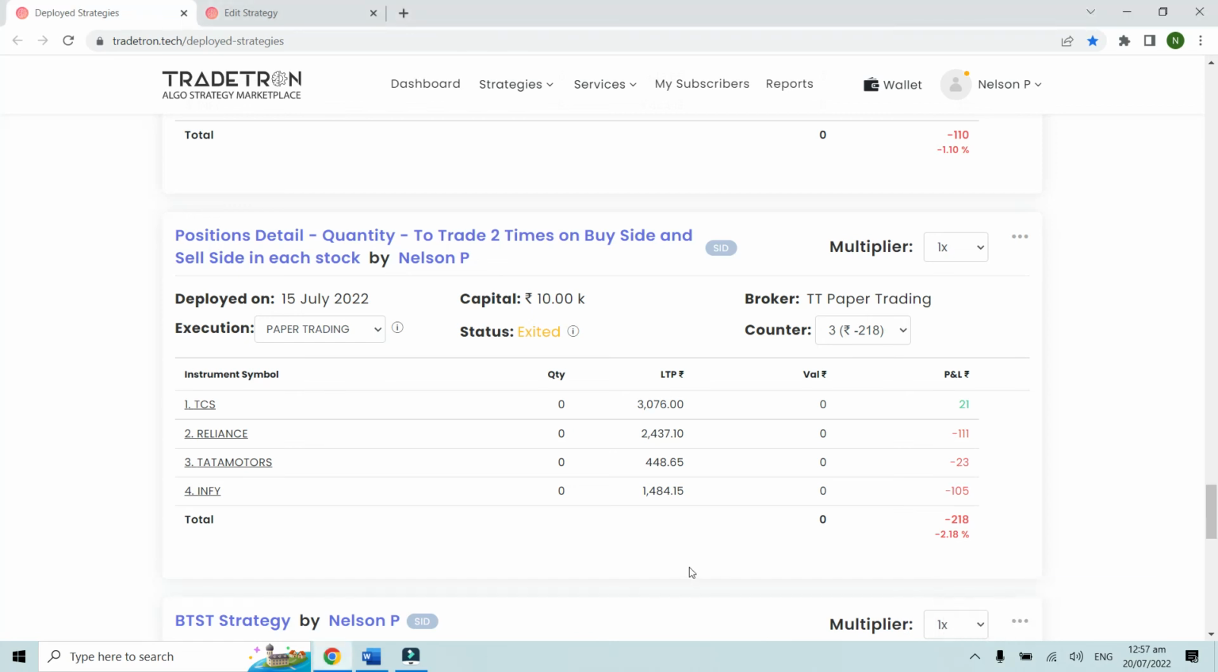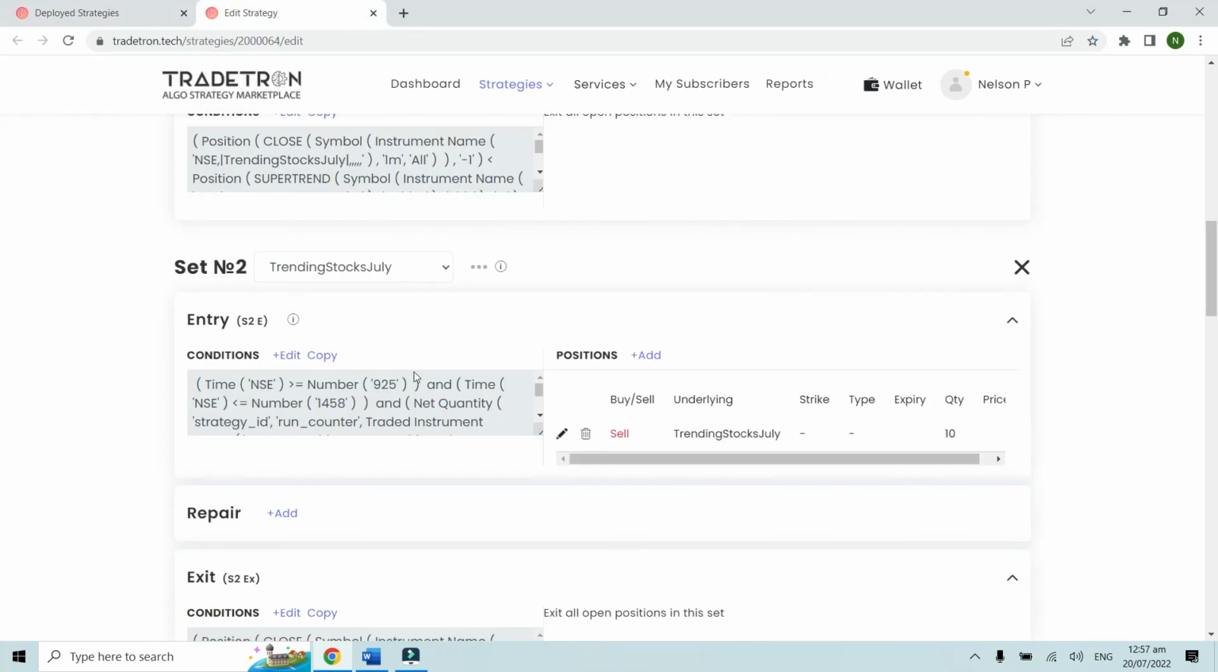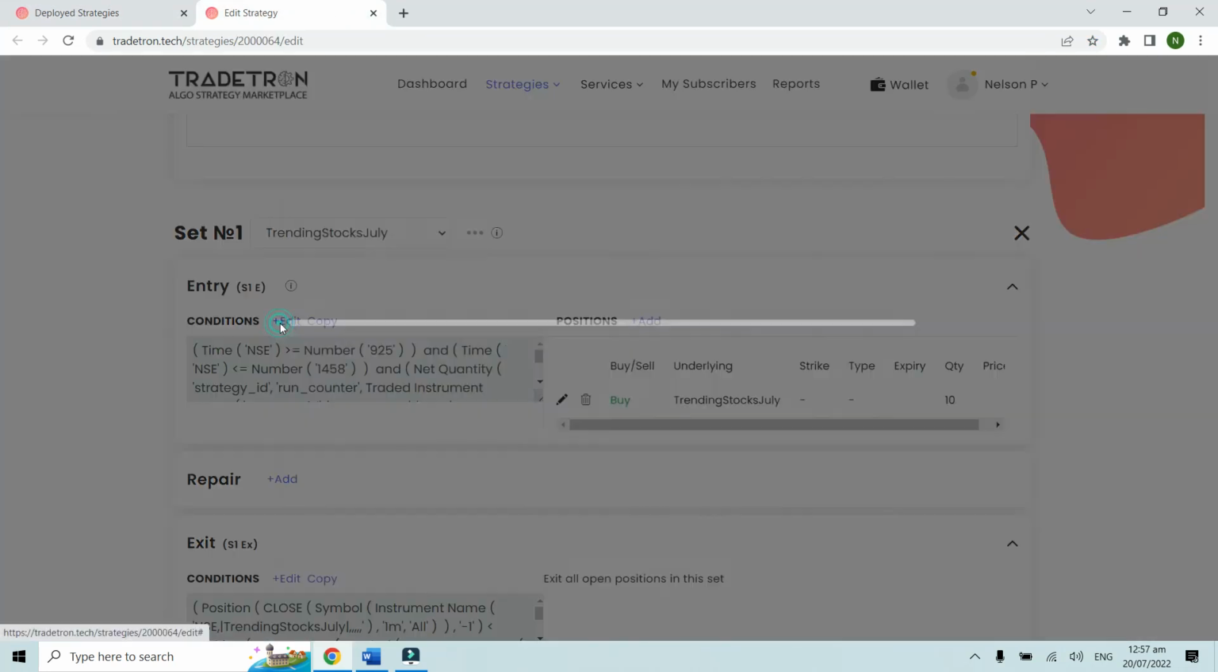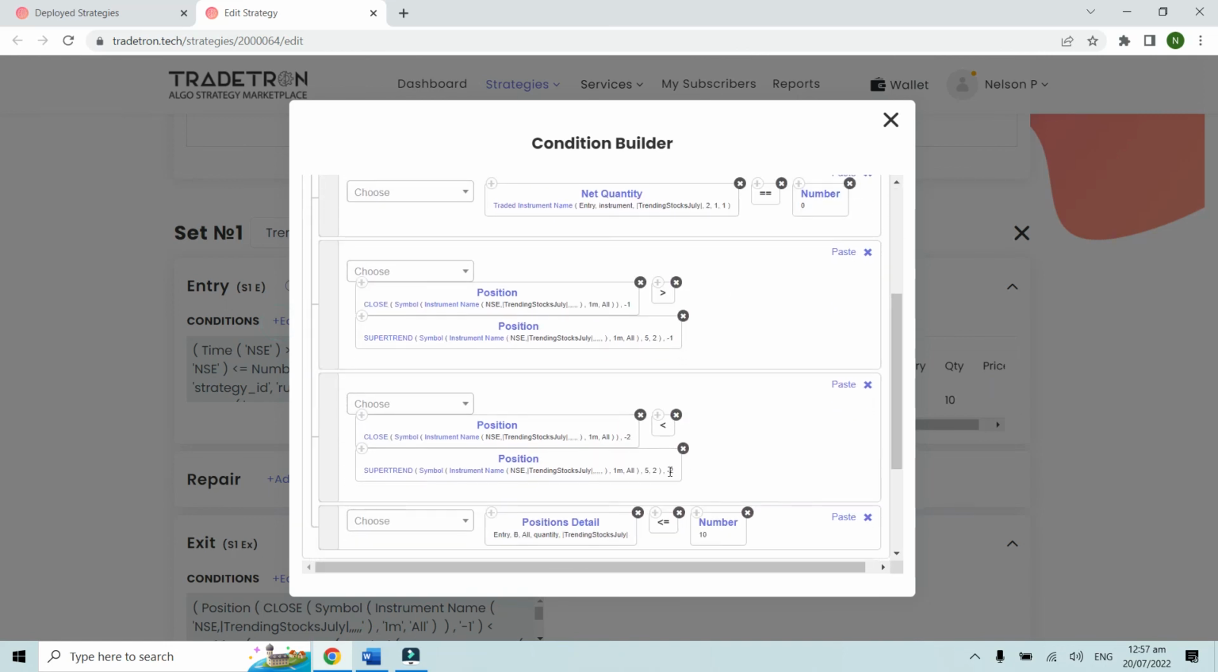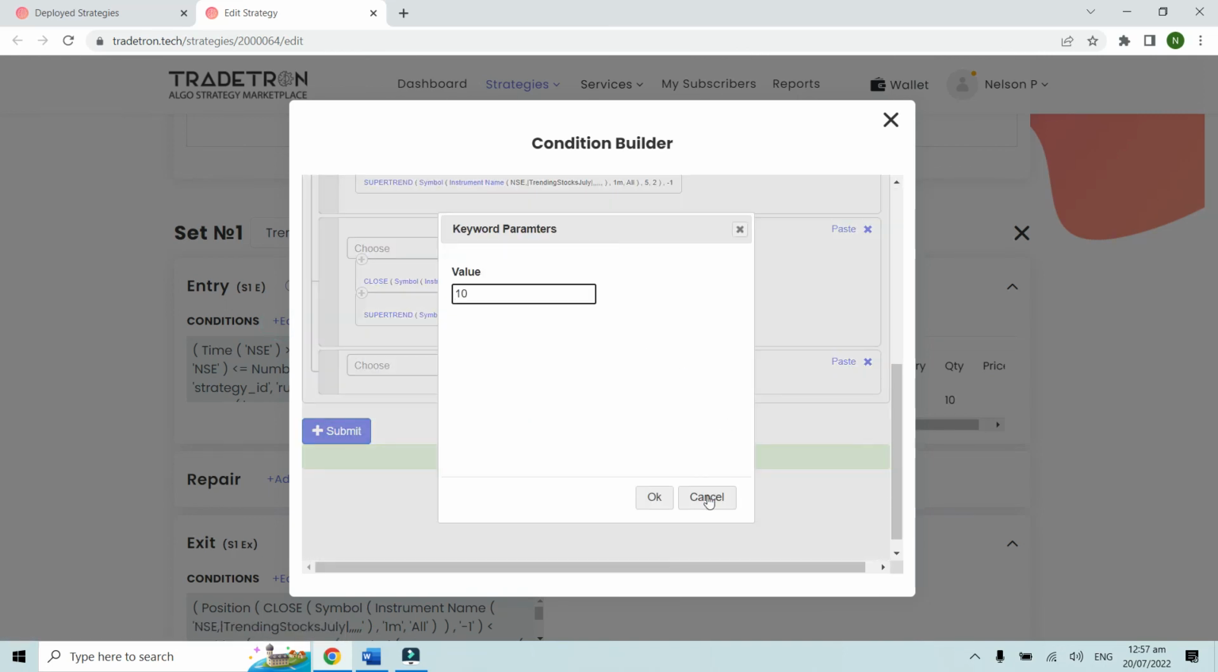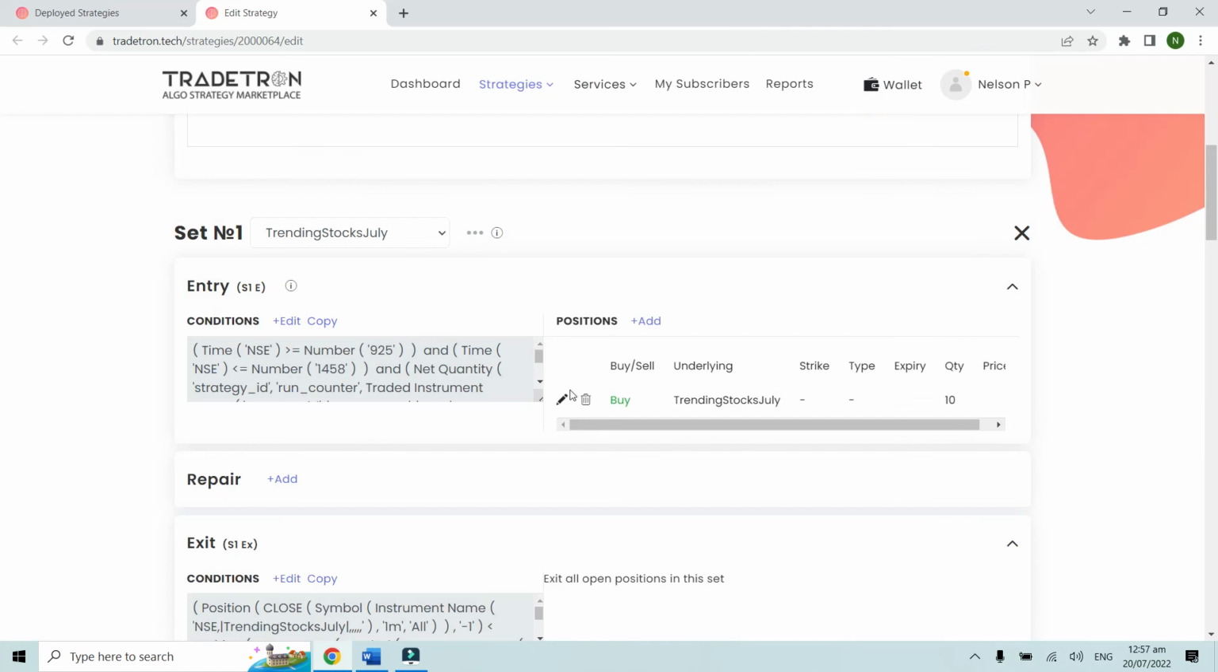Just one more thing. This is for 2 times entry. Even if you want to increase the quantity, if you want to take 3 times, then you can simply put the number as less than or equal to number 20. If you want to take 4 times, then you should keep the number less than or equal to 30, and so on. So you should increase the number that is there in the positions builder. This number will be increased or decreased as per the quantity that you are trading over here.